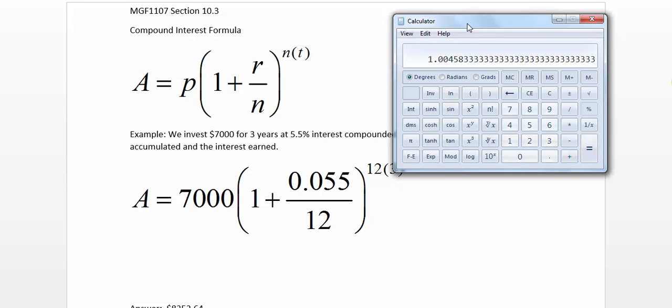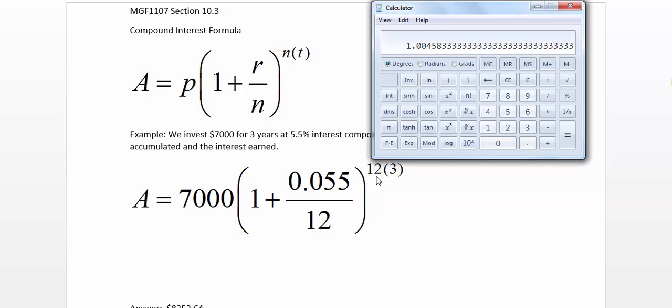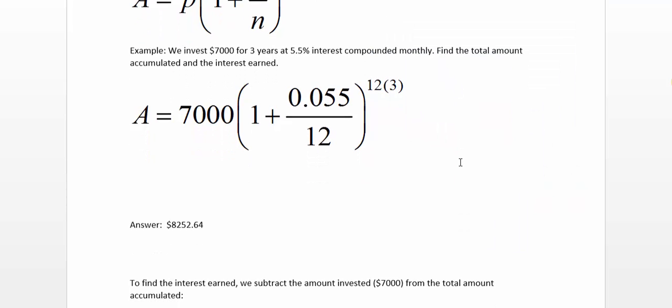I need to raise it now to the exponent. In this case, it's 12 times 3, or 36. Here's my exponent key on this calculator, so I'm going to click on it, put in the exponent, 36. And then finally, I'm going to multiply by the principal that I invested, which is $7,000. So my total amount accumulated is $8,252.64. And there's my answer.